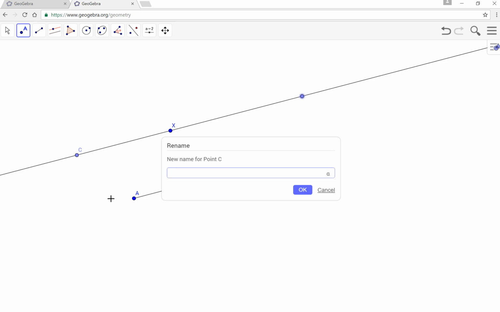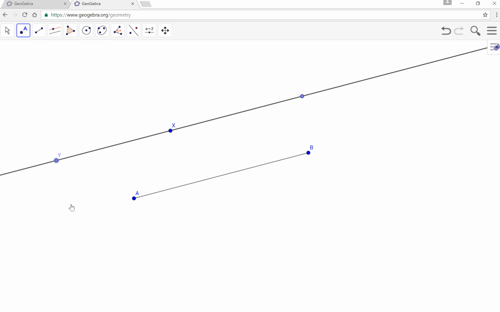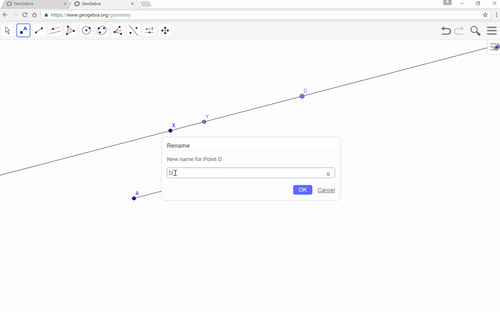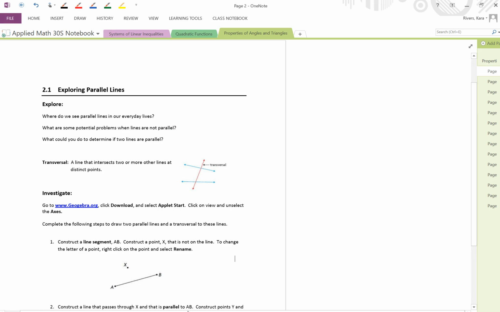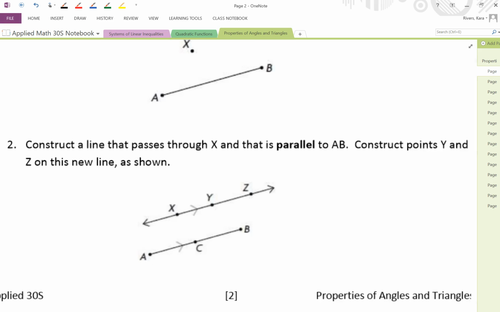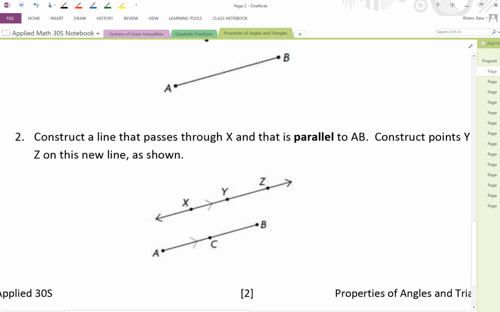We want this one to be Y. We're going to slide that here, and then do this one. I guess I could rename it right away instead of labeling it first, and have Z. Now if I go back to my notes here, you can see that's what I'm doing down here, right? I'm just following along. So that's X, Y, and Z, and A, C, and B. I don't have C on there yet, but I guess we can do that next.